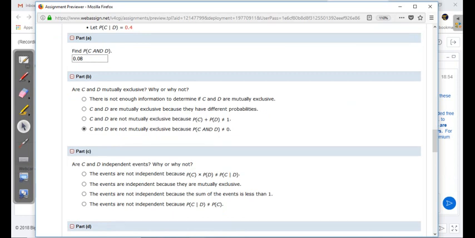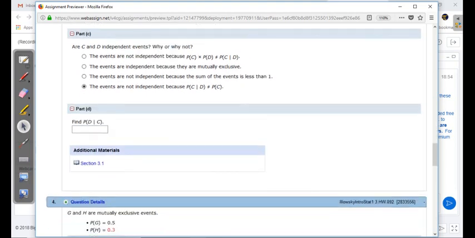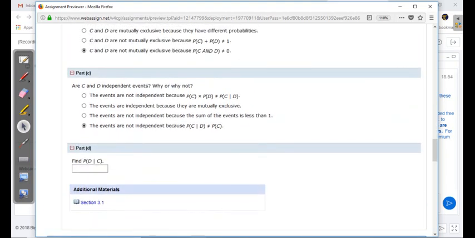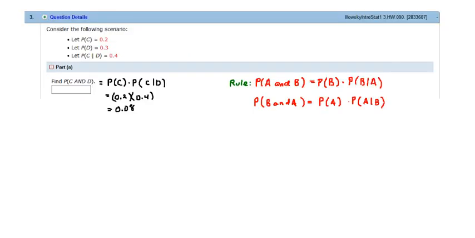Are they independent events? Well, in this case, the events are not independent. And the reason why is that the probability of C given D is not the same as the probability of C, right? So we can exclude that one. So let's go to the last one. What about this probability of D given C? Now, that's an interesting one. Let me talk about how we might handle that, right?